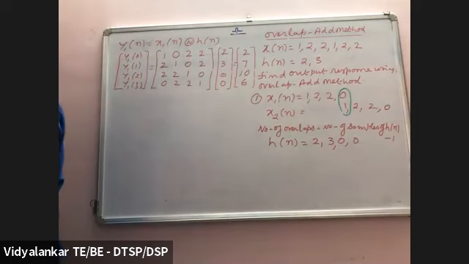This is Y1n out. Any doubt about this Y1n? Still any doubt about this calculation?